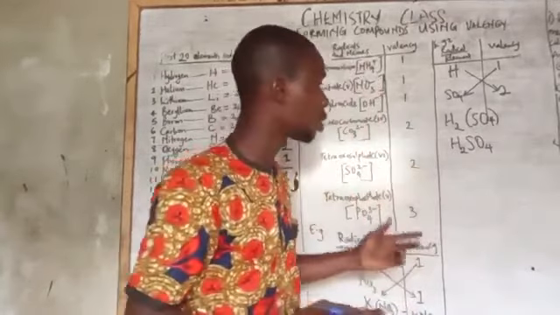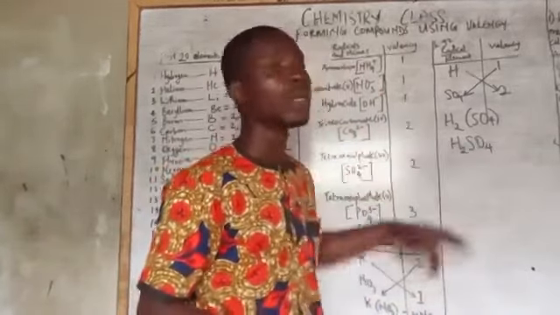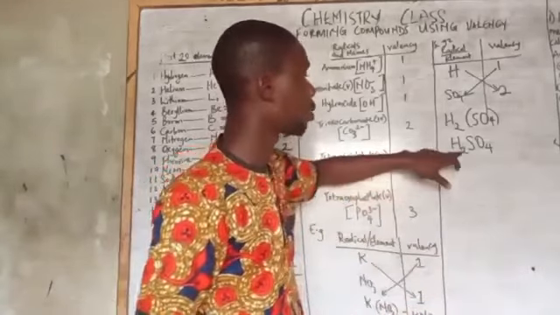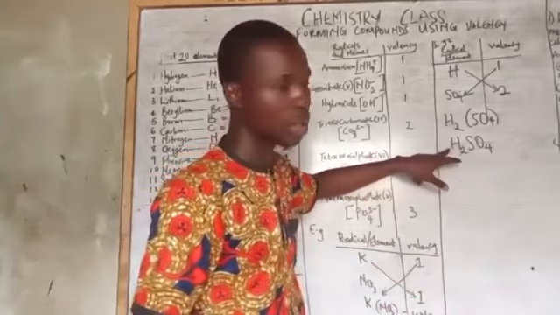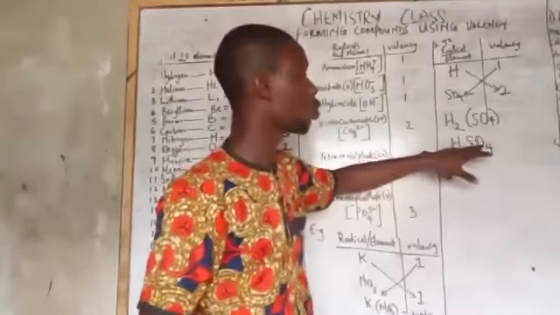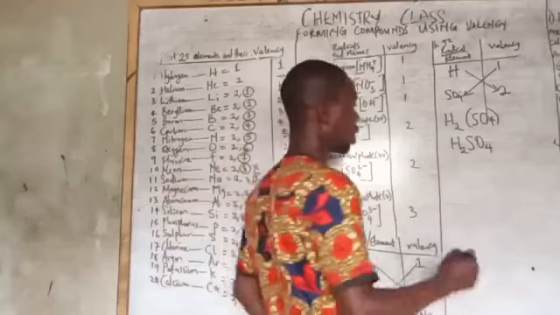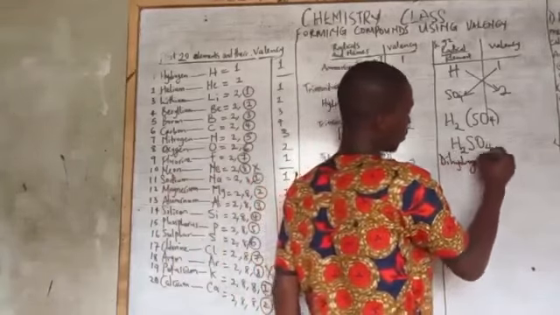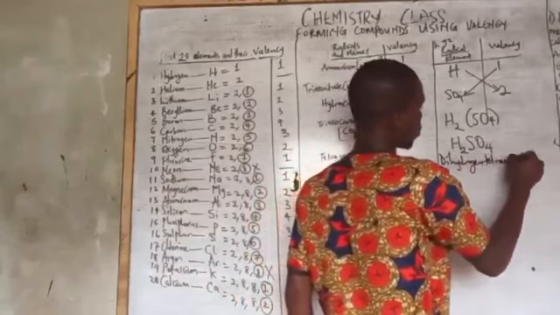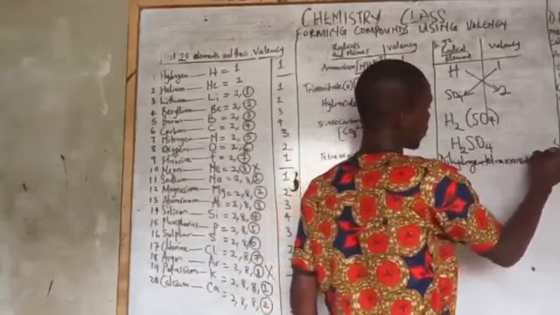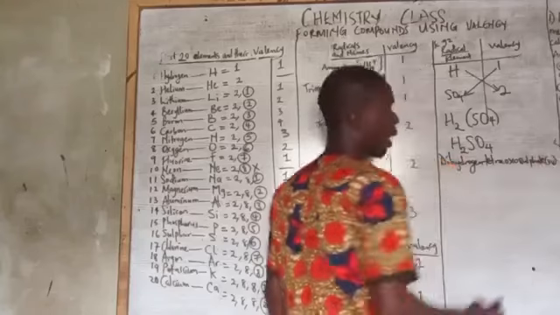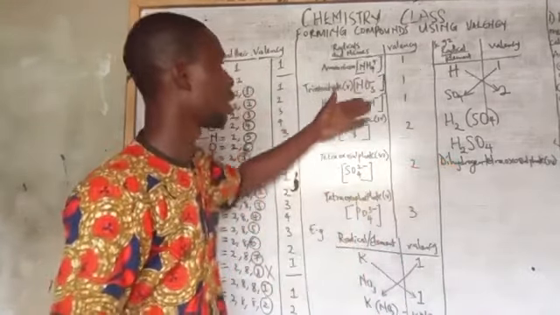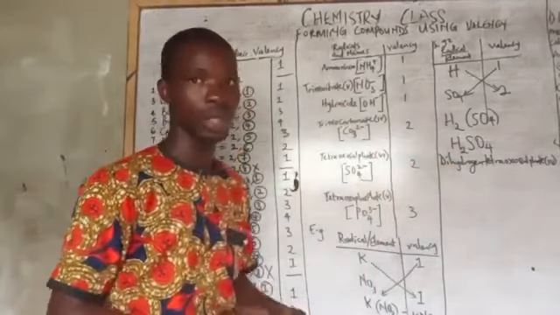And how do we call this? We know that SO4 is tetraoxosulfate 6. So we have 2 hydrogen, that is dihydrogen tetraoxosulfate 6. So the name is dihydrogen tetraoxosulfate 6. And the 6 is always in Roman numeral, just like you can see in the previous ones given here.